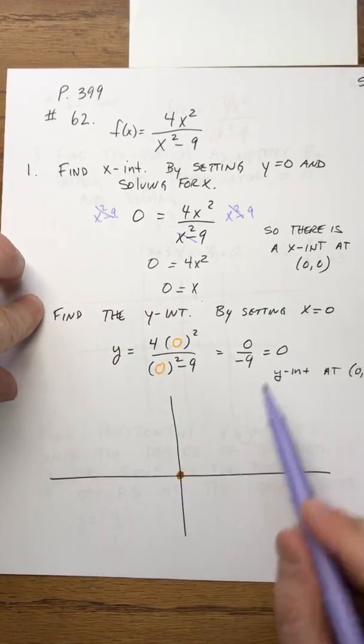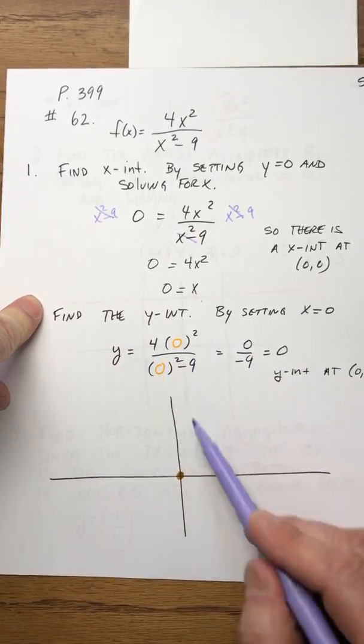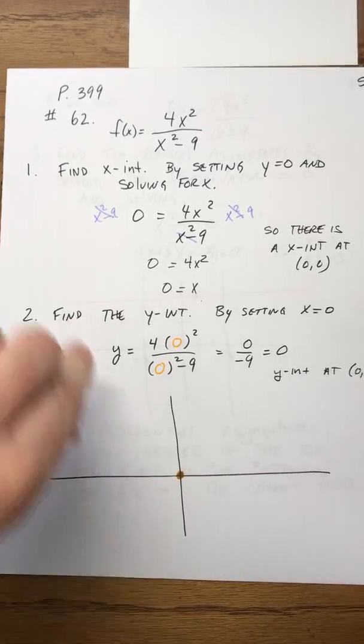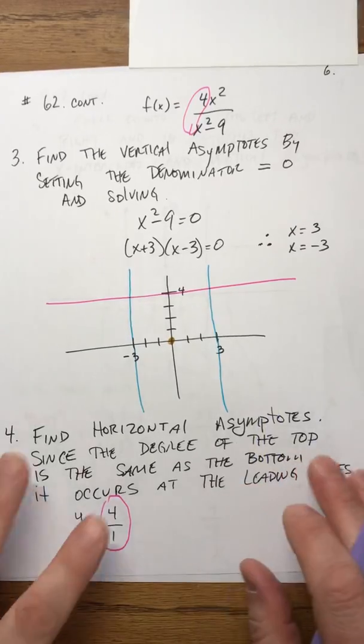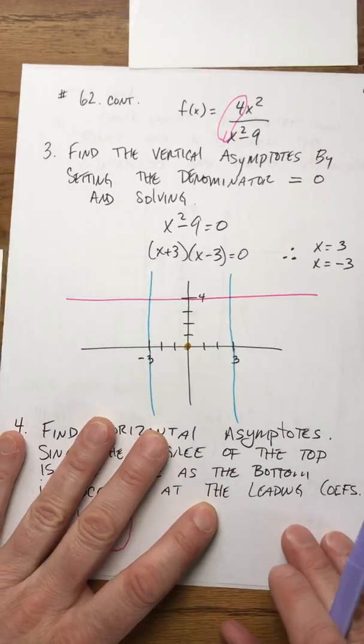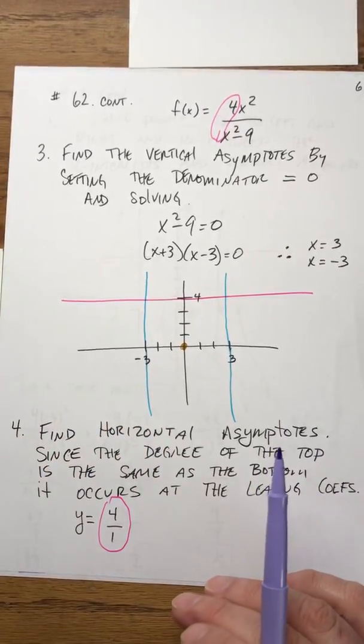To get the y-intercept, we put a 0 in for x. And we'll also get that same point as a y-intercept. So now we have the y-intercept. And now we're going to be looking at the next part, part 3. So 1 and 2 were the x- and y-intercepts.